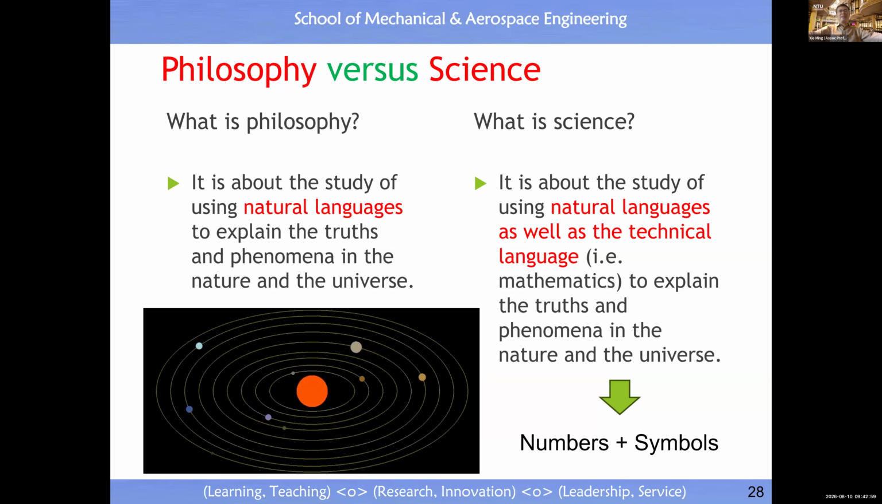Then what is science? Science is philosophy plus a technical language and eventually programming language. So this slide asks you to pay attention to human language. Human language includes natural language and technical language. Technical language means mathematics, and eventually programming language, because we need to translate the truth from natural language to technical language, then technical language to programming language. Okay? In this way, the machine can help us to undertake certain mental activity, right?